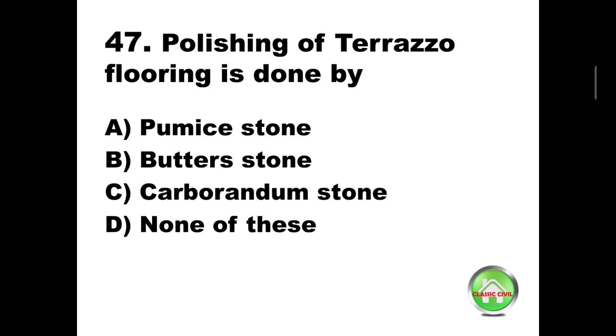Question number 47. Polishing of terrazzo flooring is done by option A pumice stone, option B butter stone, option C carborundum stone, option D none of these. Polishing of terrazzo flooring is done by, answer is option C carborundum stone.